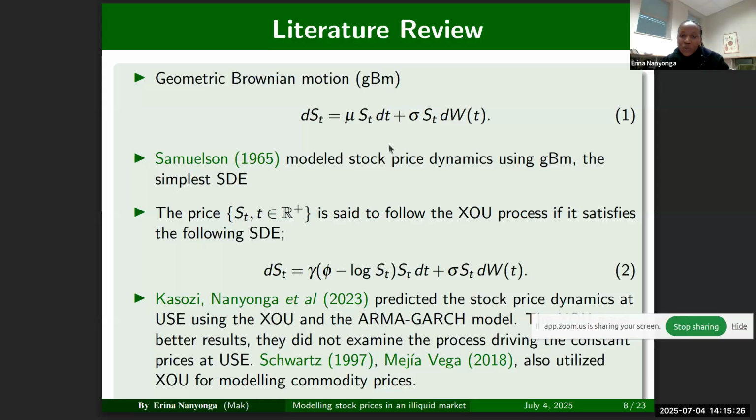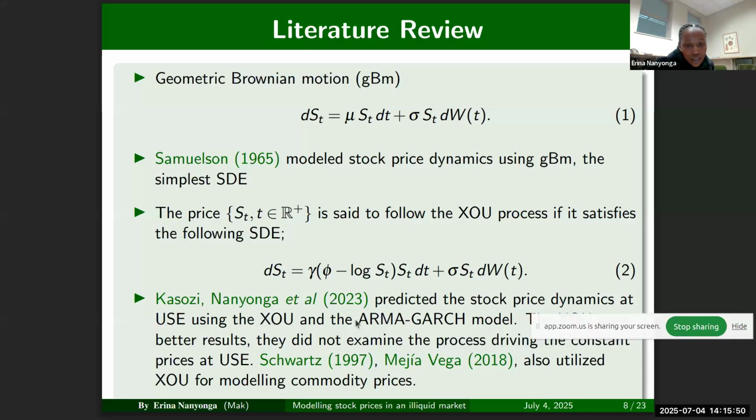Then another model that is mainly used is a mean reverting model, the exponential Ornstein Uhlenbeck model, described by equation 2, where this is the mean reversion speed and this is the long run mean.